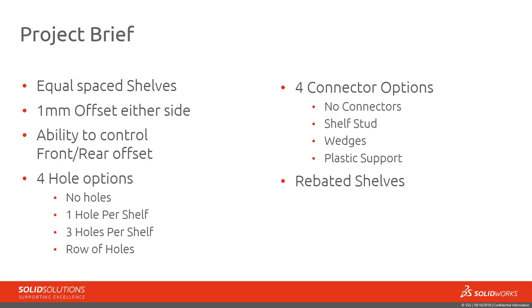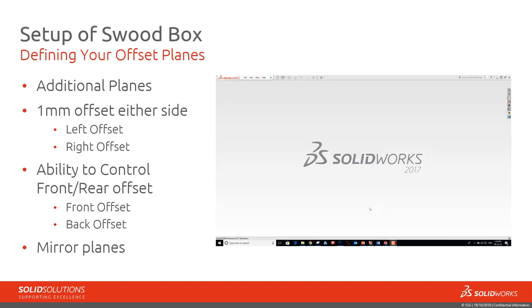Moving on from that, we will have a look at 4 different connector options as well. So just looking at the variety in terms of providing a SWOODBox with different connector options as we look to specify the furniture come the end of the SWOODBox. So the 4 options we'll be looking at in this case are the 4 listed on the screen. So we'll have a look at no connectors as an option, shelf studs, wedges, and finally plastic supports. As a bit of an extra, we'll also have a look at how to define a shelf as a rebated option.